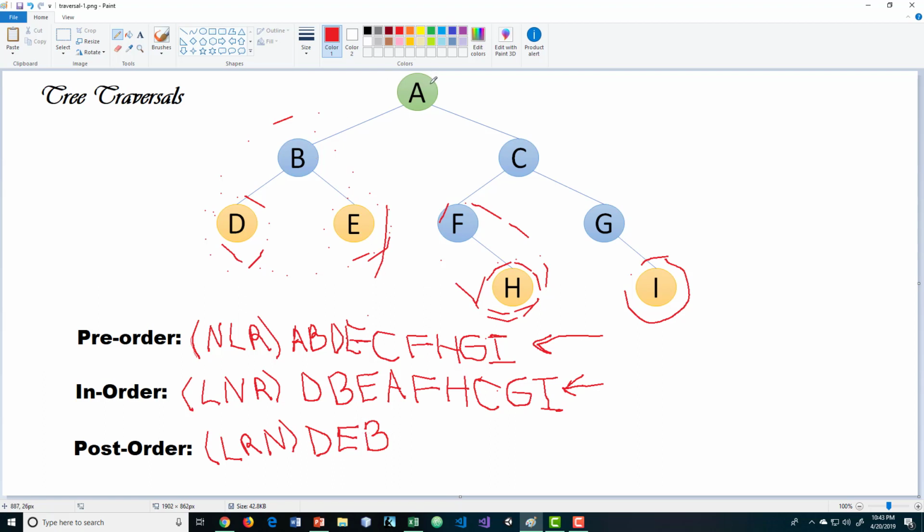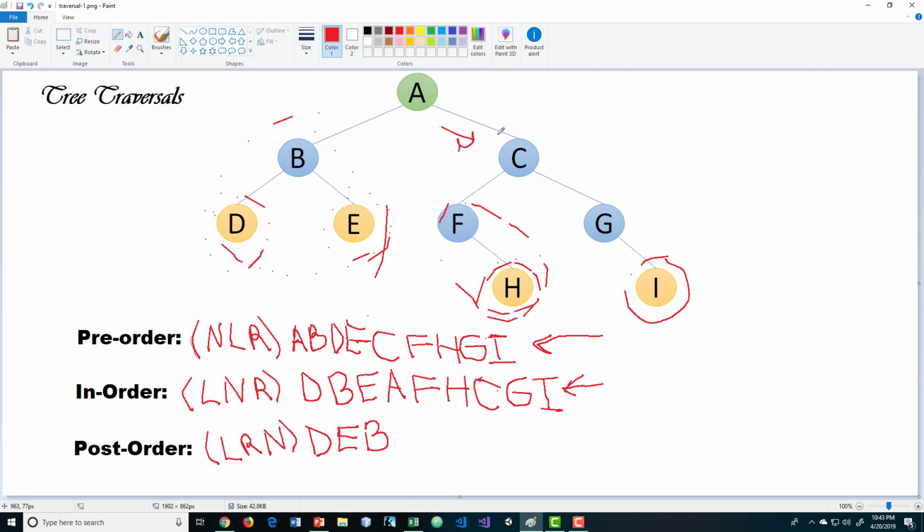Now I go back up to the A, and you have to think about what got us here. A's left just got visited entirely, recursively. Now I have to ask A, did you visit your right yet? Because you can't visit yourself until you have visited your entire right. And A says, nope, haven't done that yet.